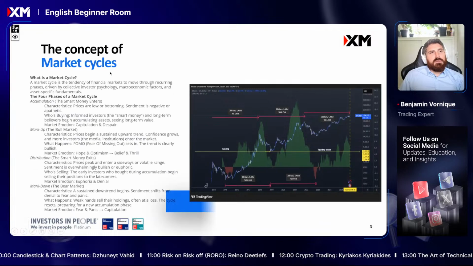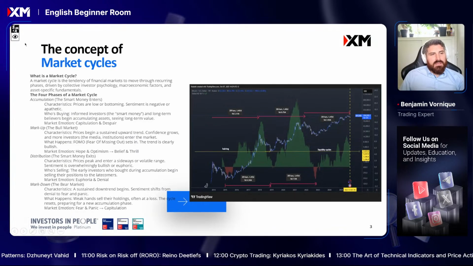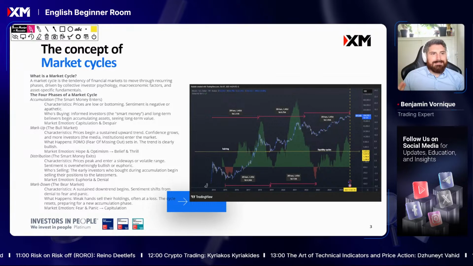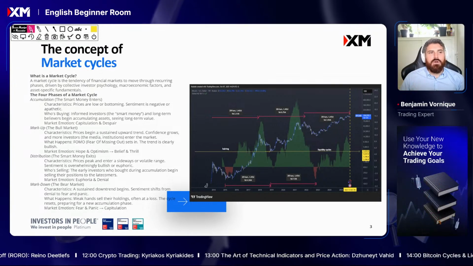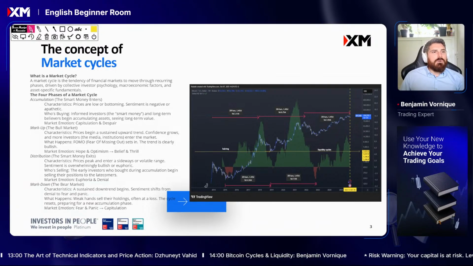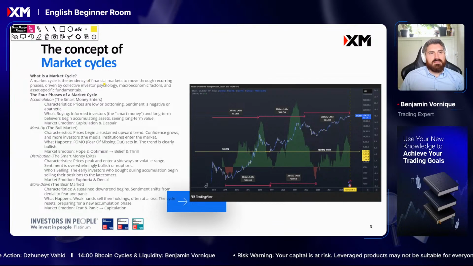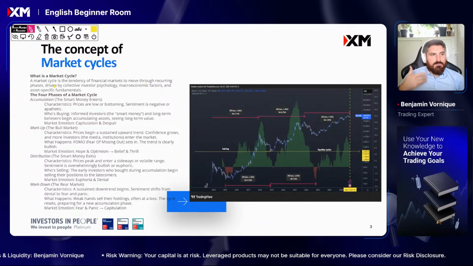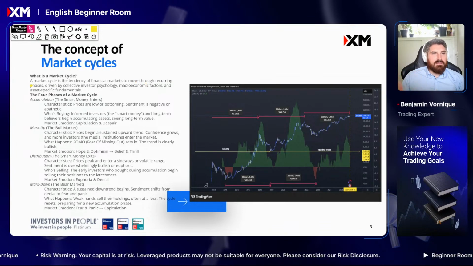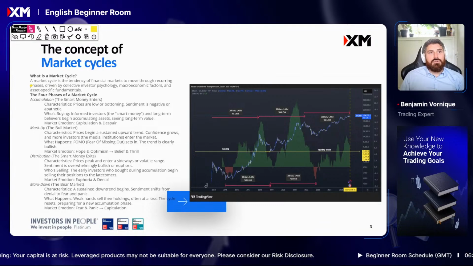So I will talk a bit about the concept of market cycles. Okay, first of all, you can really use this on all assets, and then I will explain a bit more about Bitcoin really. So a market cycle is basically the tendency of financial markets to move through recurring phases. Okay, phases which come again and again and again, and those phases are usually driven by collective investor psychology.